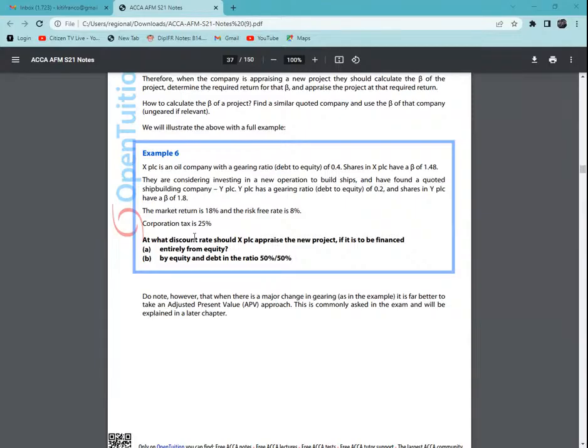Now, my good students, I can see a situation where I've got two beta values, 1.48 and 1.8. Between those two beta values, which one is the relevant beta value that I should start using for purposes of computing a base net present value? Which one is the most relevant? Should I use 1.8, or rather 1.48?